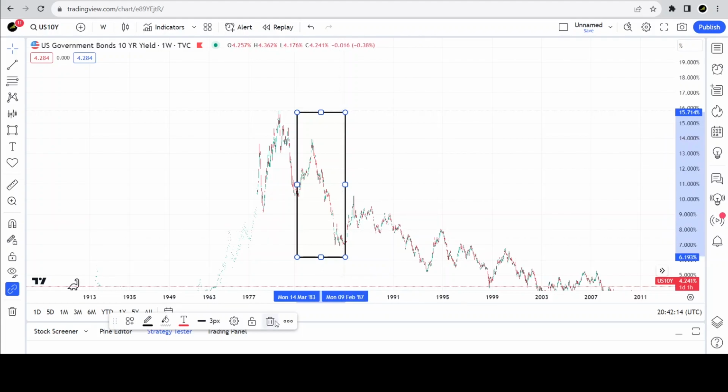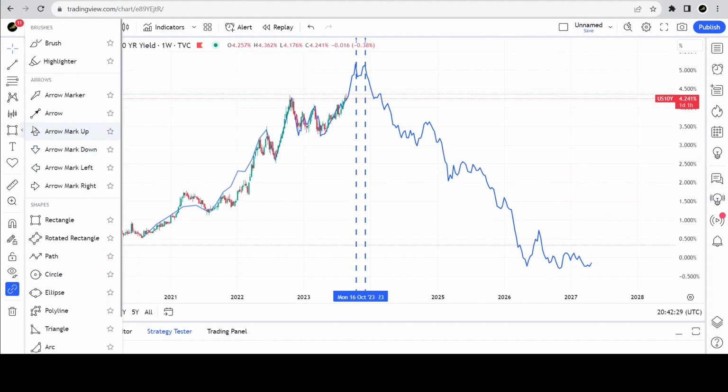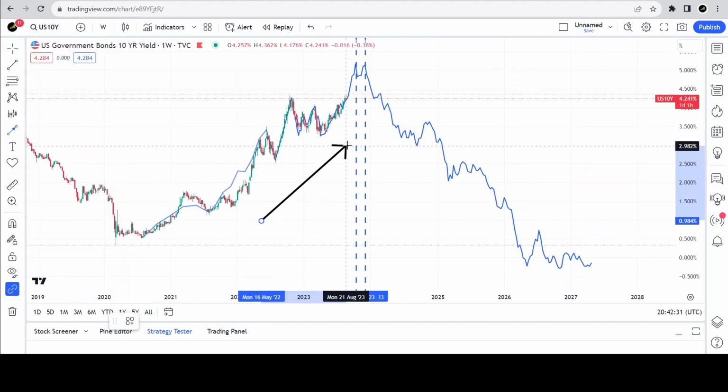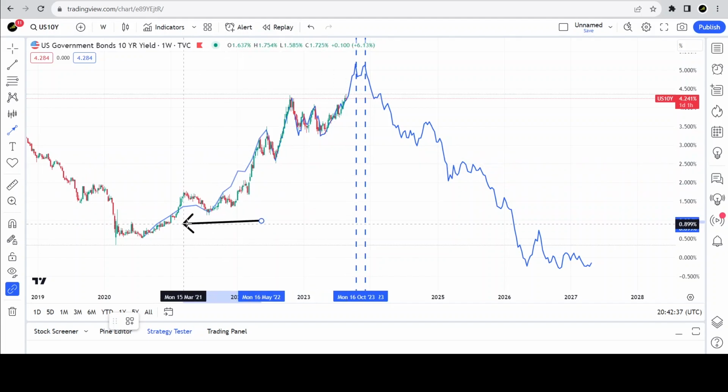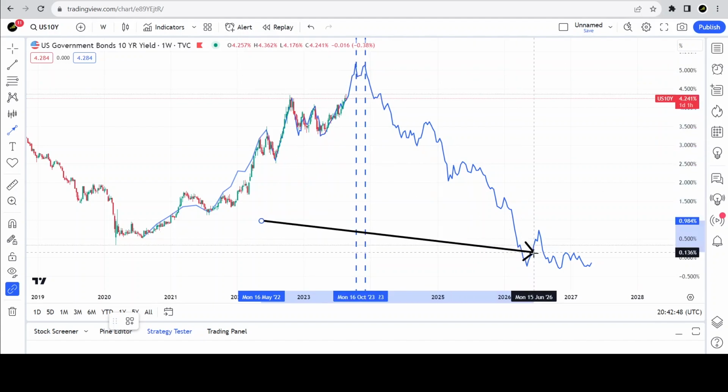So it is this structure here that has been playing out. Now what I've done is I've taken the peak here and I've put these two dashed lines. So what I want to do is, assuming that this continues at this current rate, now it could speed up, it could slow down.